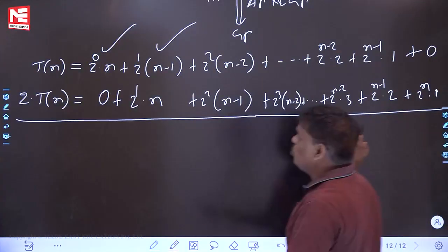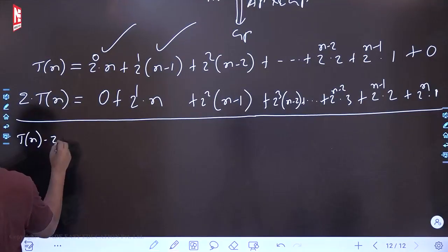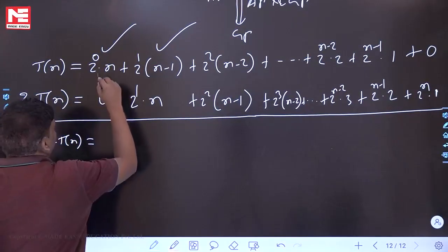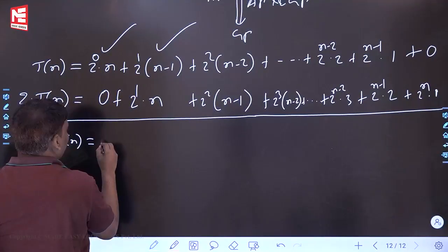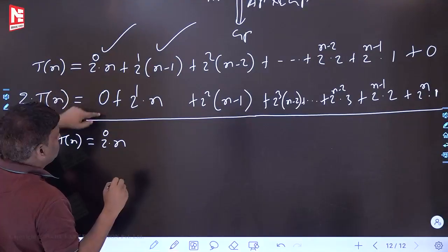After multiplication is over, subtract. Tn minus 2Tn. Subtract this. Tn minus 2Tn is equal to, subtract 2 power n. 2 power 0 into n minus 0. What is the answer? 2 power 0 into n. This is same. This one minus this one is going to be same.